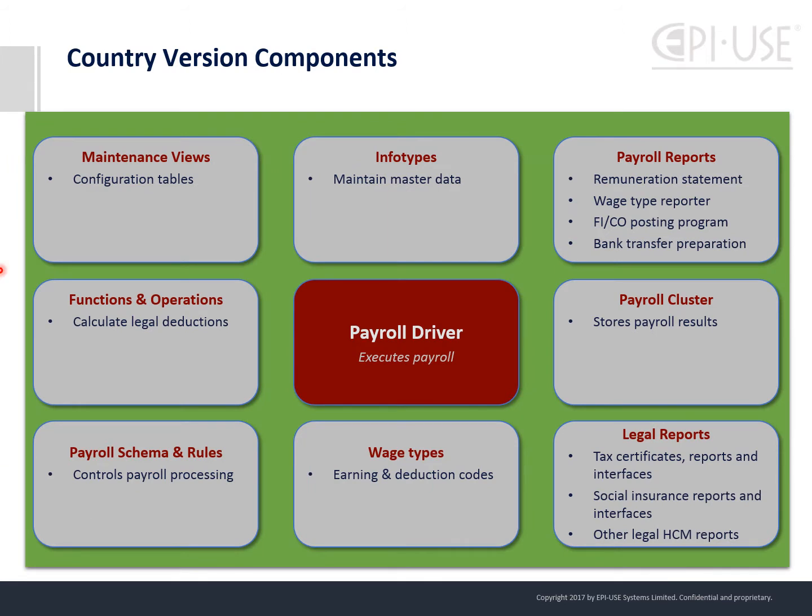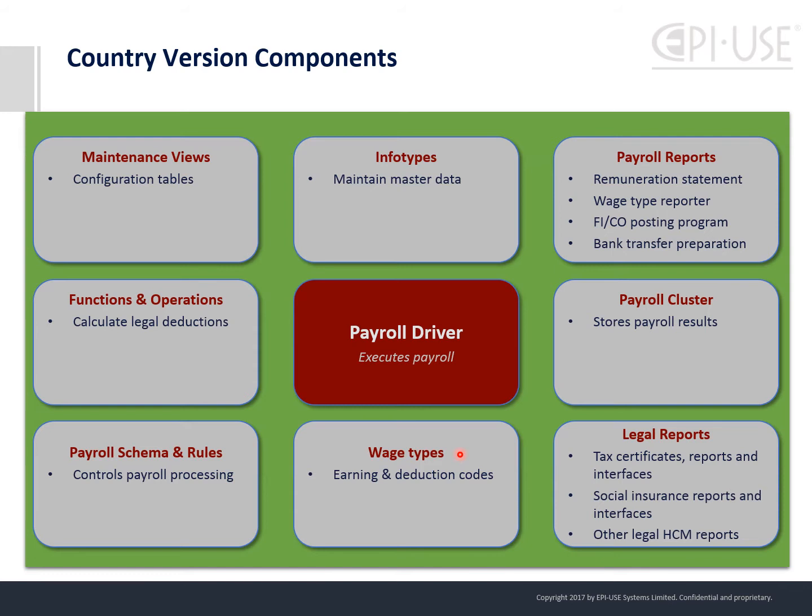Let's have a look at the country version components. First of all, there's a payroll driver that will execute the payroll. Now for this payroll driver, we need a couple of information, and therefore info types. Specific country version info types are provided to maintain master data, and these work in conjunction with the standard SAP info types. There are also wage types, so model wage types that are specific to the country version are also provided.